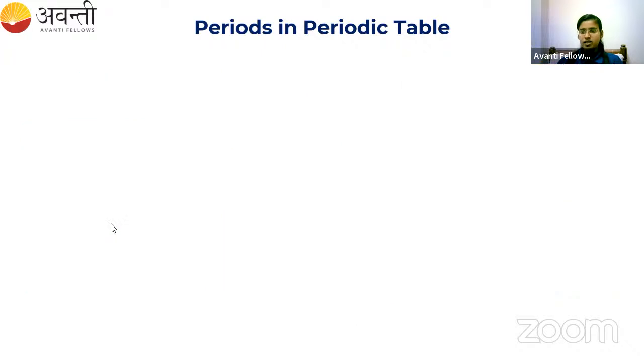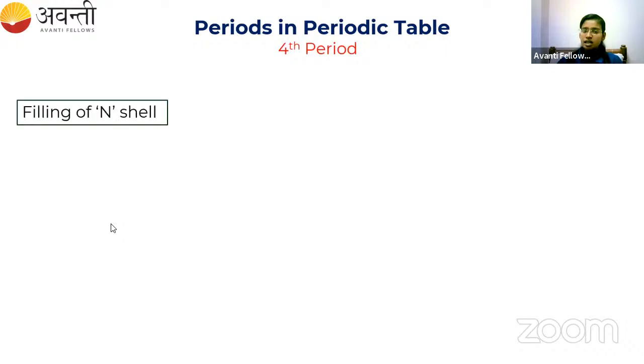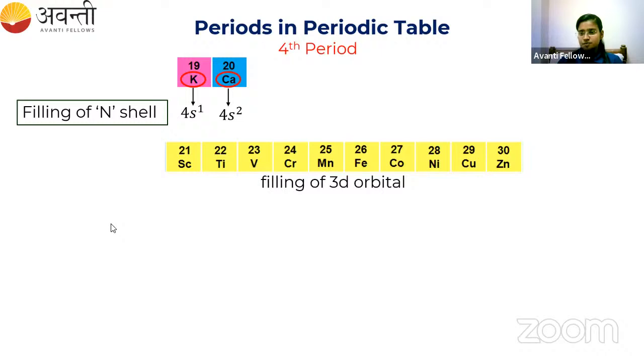Coming to fourth period. Here the filling of N shell takes place. K, L, M got over. Now N. So first of all, potassium and calcium, where the s orbital will get filled with 4s1 and 4s2. Then I have the D block elements. D block will take the center part of the periodic table. So it starts from scandium and ends with zinc.